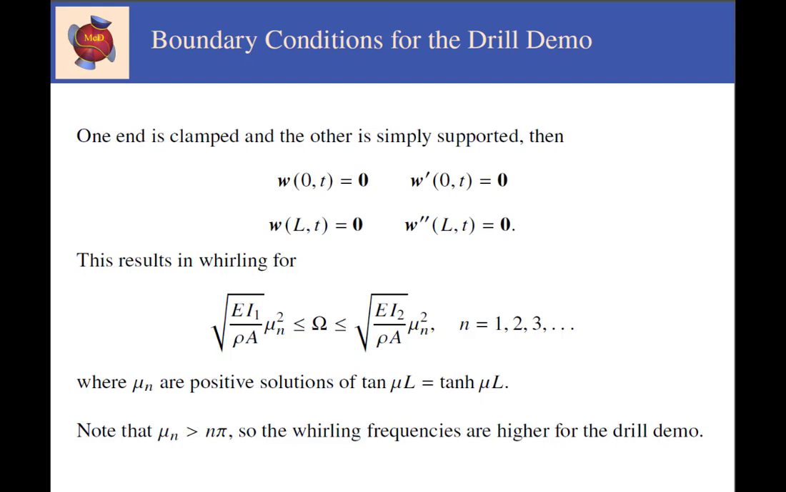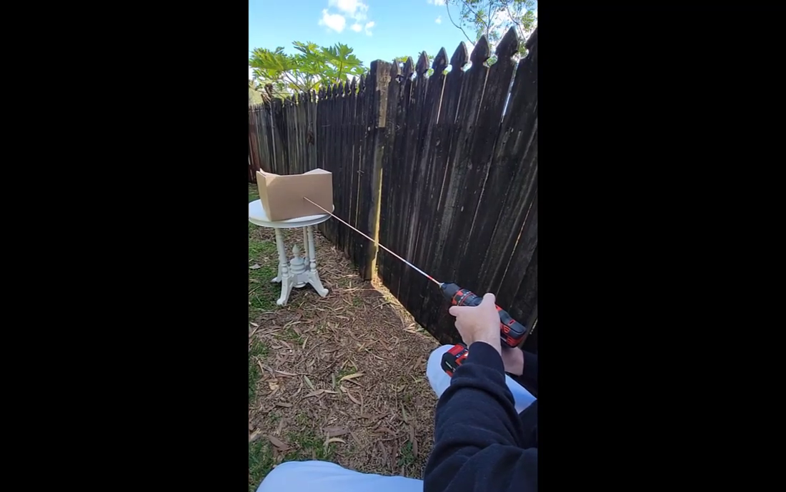The resulting form for W involves both circular and hyperbolic trig functions, but we obtain similar intervals for omega at which whirling occurs. We're going to hide a lot of the details here. The only real difference in the answer is that n pi over L has been replaced by mu sub n, which are the values of mu such that the tangent of mu L equals the hyperbolic tangent of mu L. Since mu sub n is larger than n pi, the whirling frequencies are higher here than they were before. So putting one end of the dowel into the drill chuck effectively stiffens the beam. Let's watch the physics in action one more time.